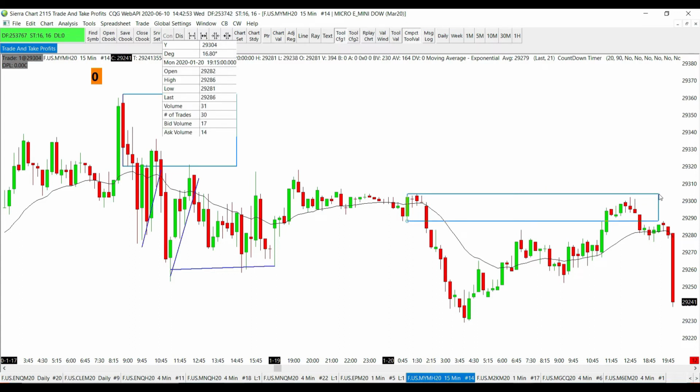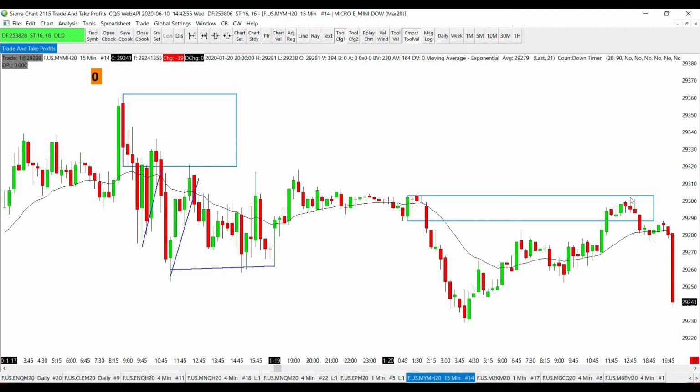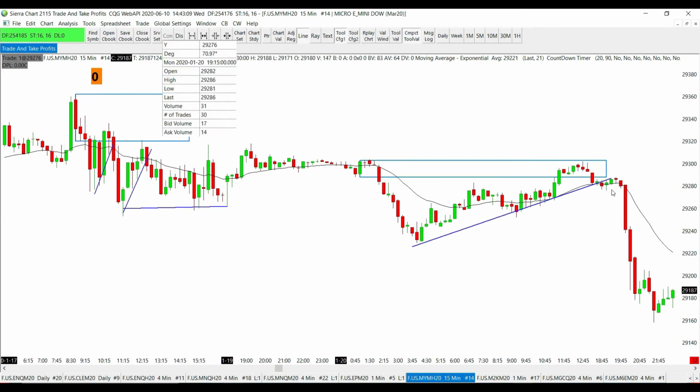Now notice how we came back into this right here. We see multiple rejections. So I probably wouldn't get in on the first one, but the second one is pretty decent. And also what we have here, guys, a nice little trend line break, voila, and a lot of sellers came in here. Okay, I'm going to show you guys some more examples real quick.